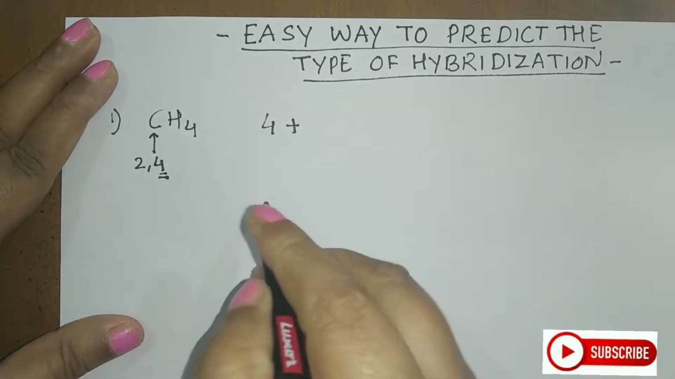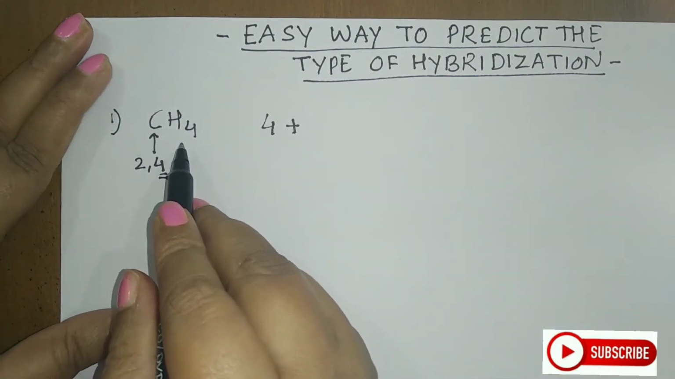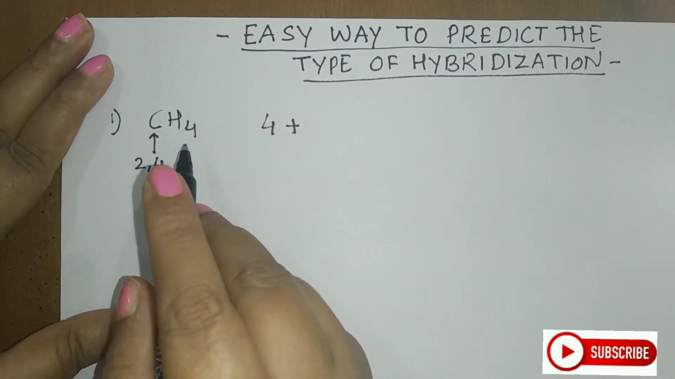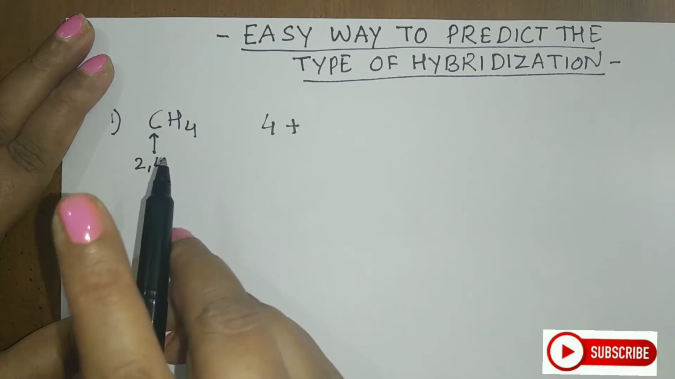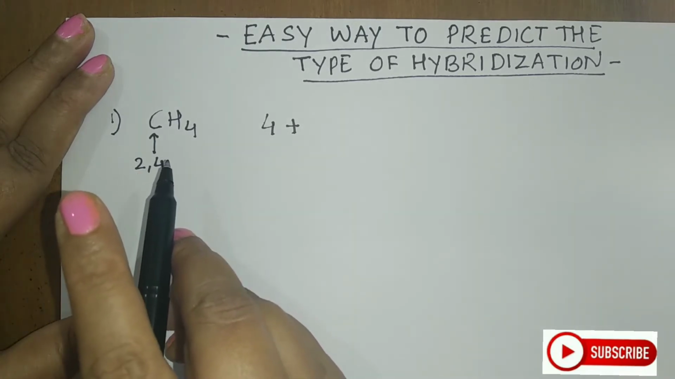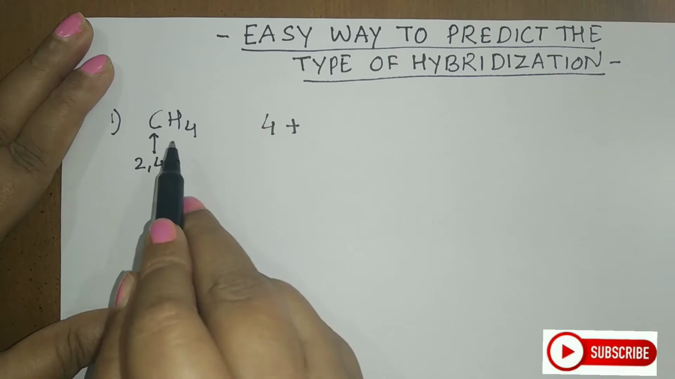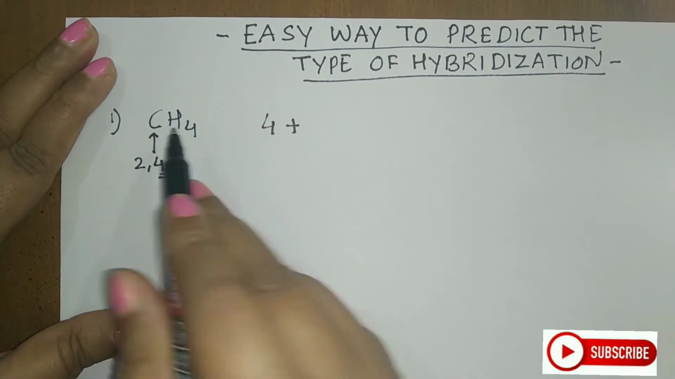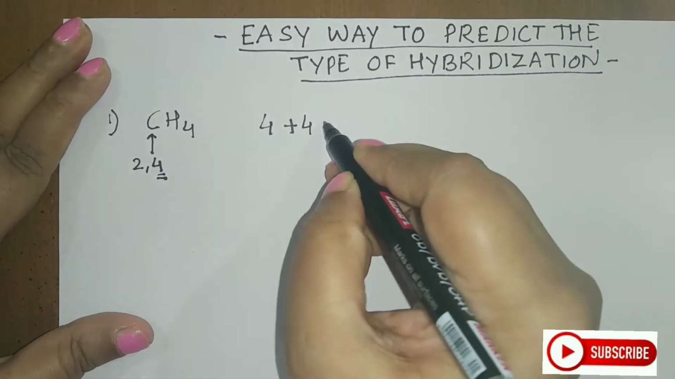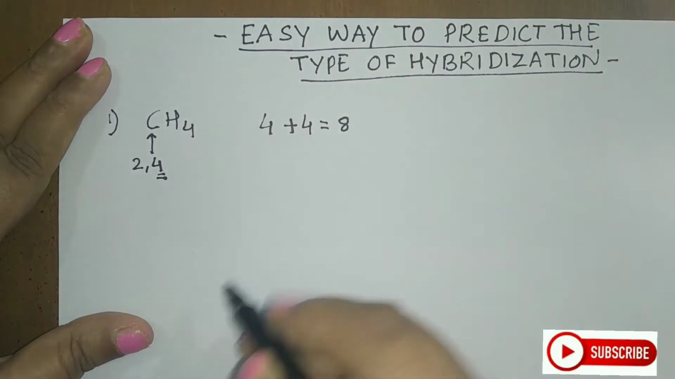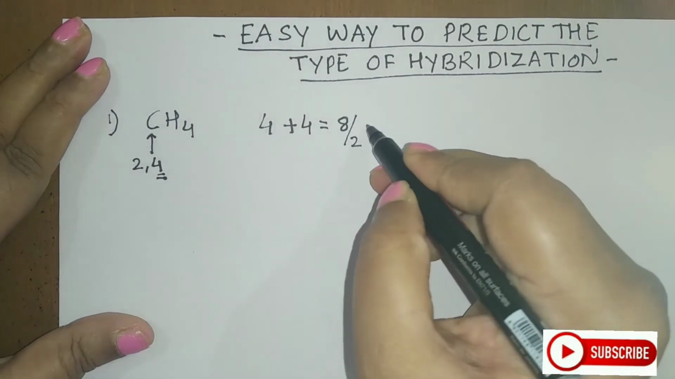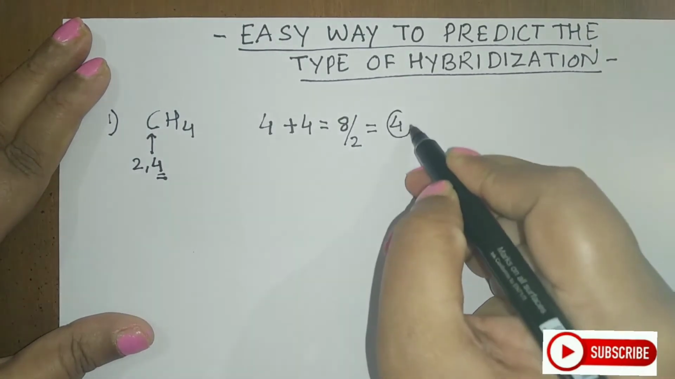You have to add the number of monovalent connected atoms. Monovalent means the elements whose valency is 1. Rest of the elements we don't consider. So here there are 4 monovalent atoms, so I will add 4 here. The total number I will get is 8. Divide this by 2. So the number I get here is 4.